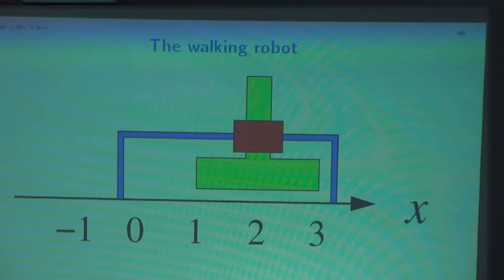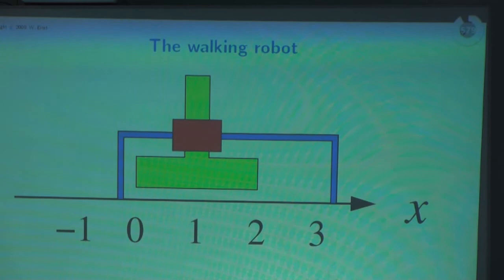I mean, I am a physicist, so I should have known in advance. The problem is the inertia of this central mass. Most of the weight of the robot is in this central body. And now, if you do these movements, you know what happens on the real robot, and it's quite fast.